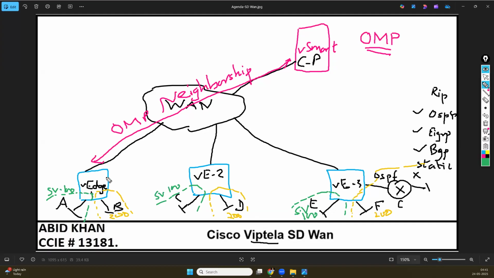So when WAN edge 1 forwards these two routes, A and B, to vSmart, it is going to forward them as OMP routes. Once they have become OMP neighbors, the WAN edge will send these routes as OMP routes. So we have WAN edge to vSmart OMP neighborship, and these will be OMP routes.